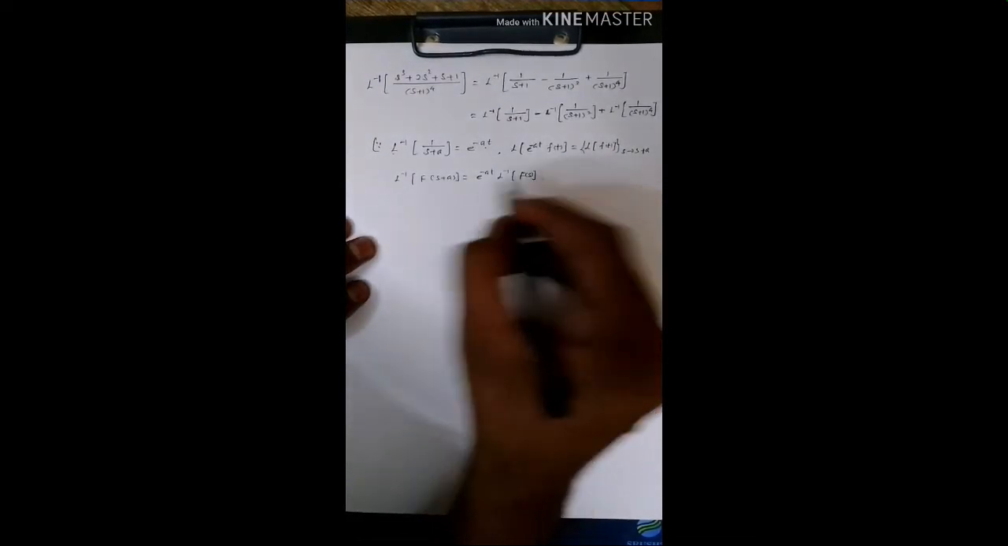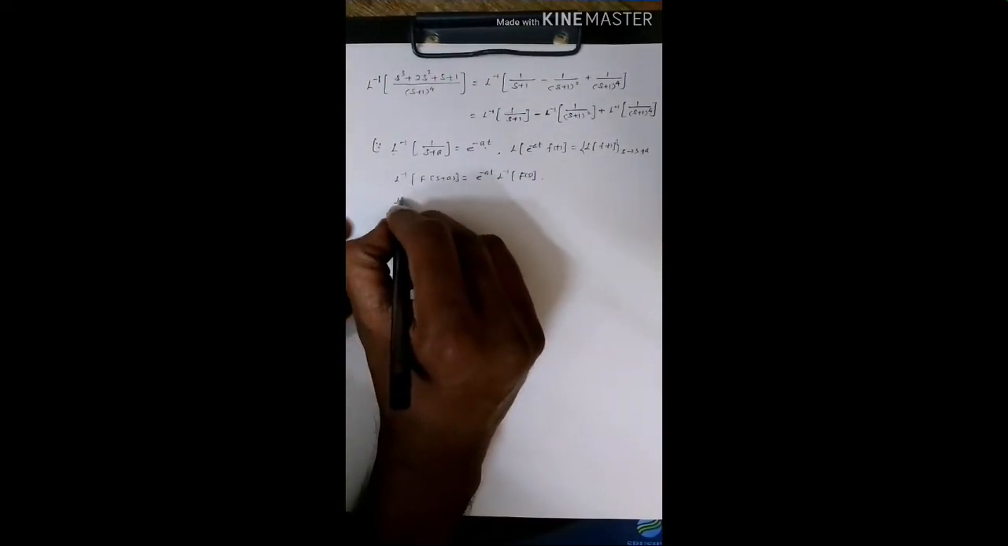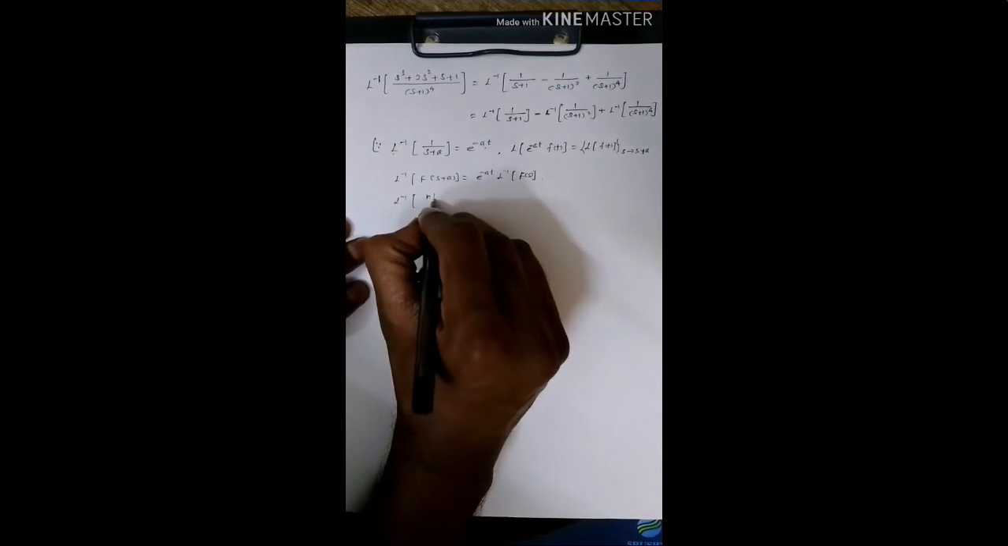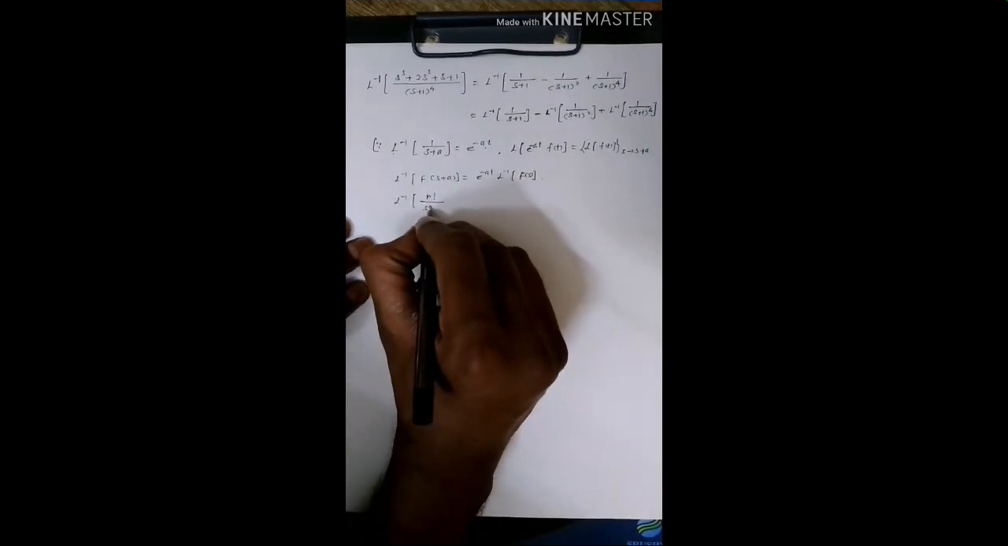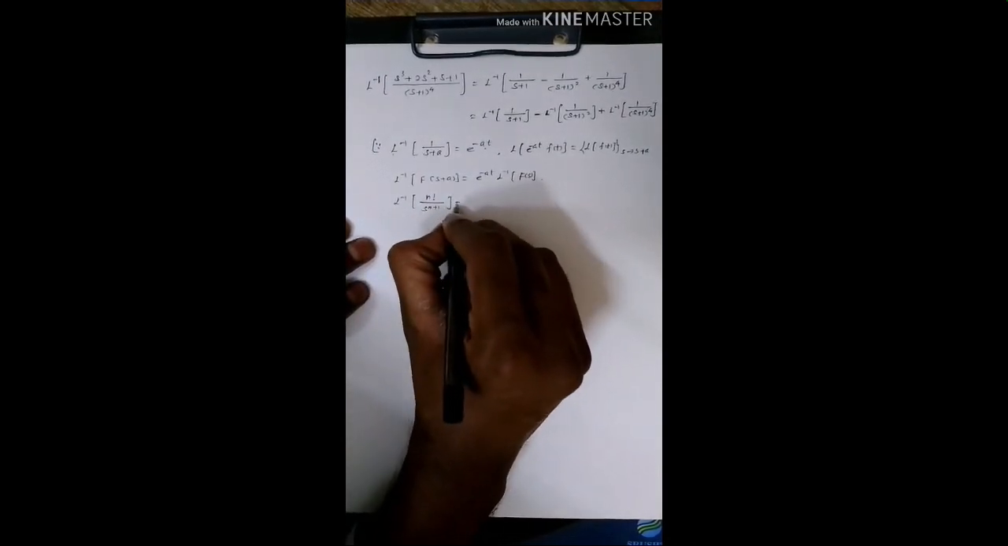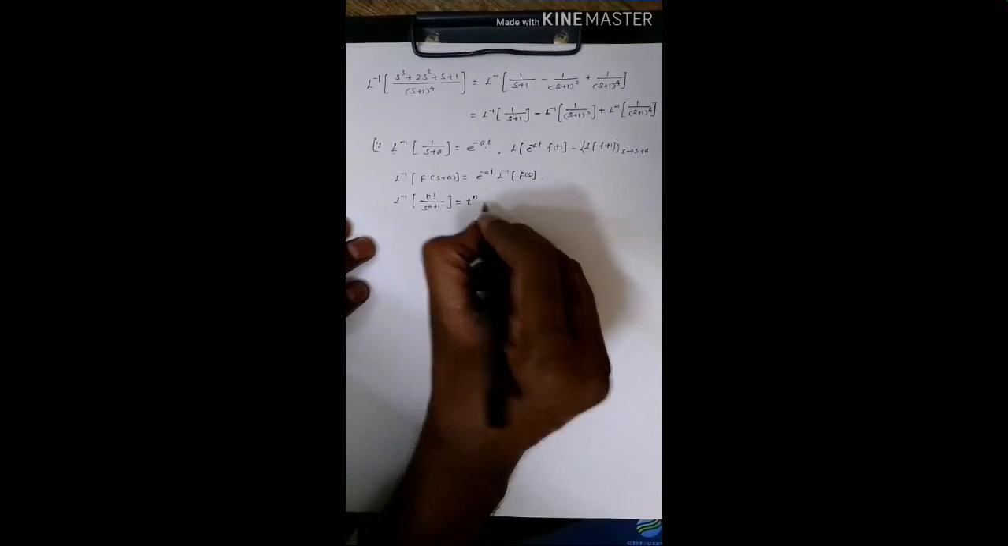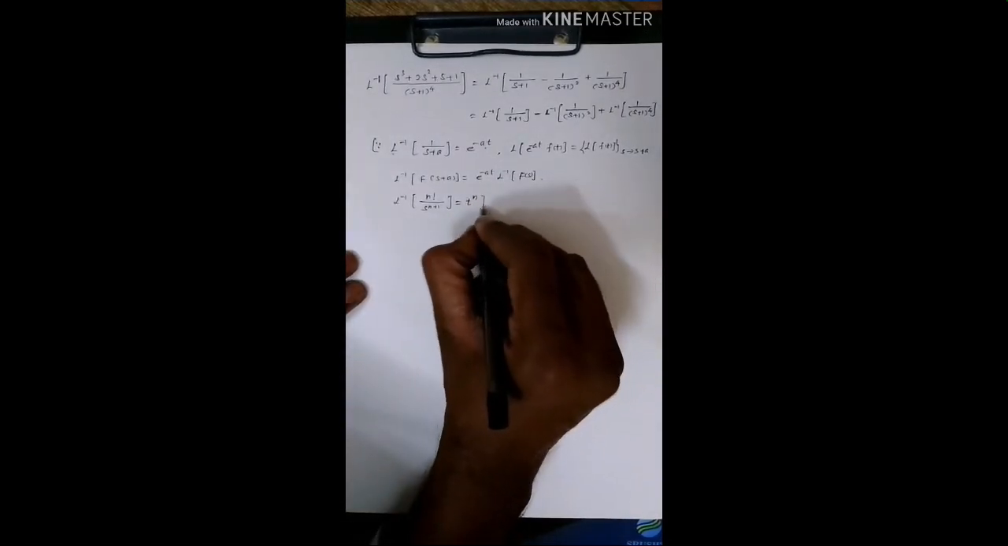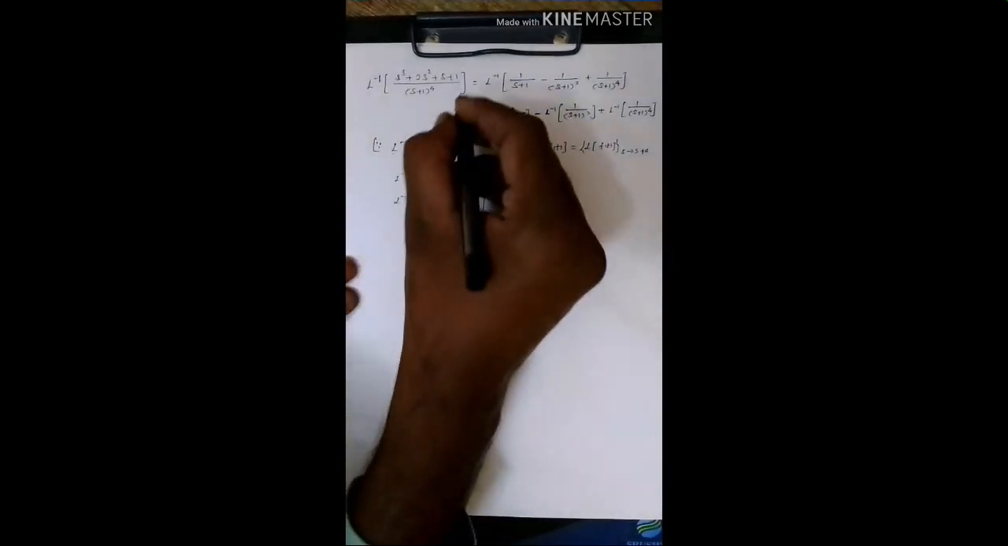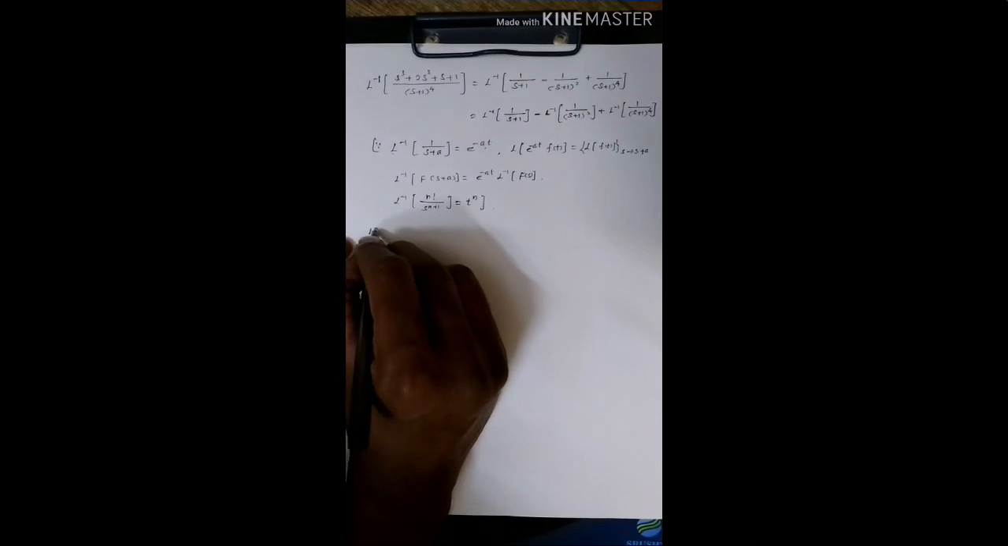And one more formula we need, that is Laplace inverse of n factorial divided by s power n plus 1 is equal to t power n. It's a basic formula. So these are the formulas we need. Now we proceed to our problem.